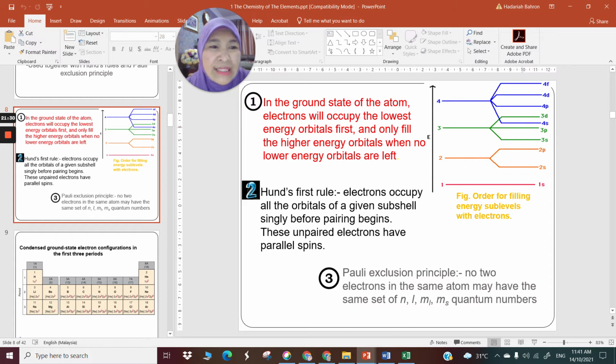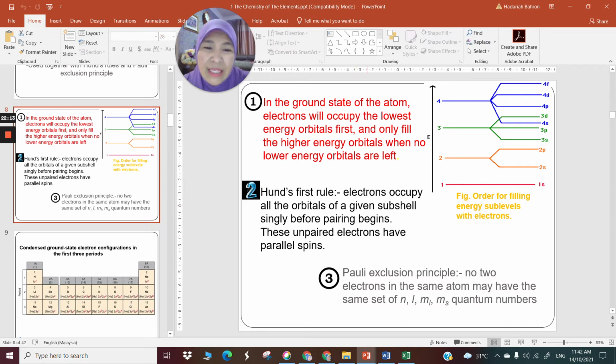Now, when we start going further away from the nucleus, when you go into the 4th quantum number, you will start to see that 4s is at a lower energy level compared to 3d, even though 3d is in the 3rd shell, tapi 4s has lower energy. And this is very common when you move away from the nucleus. You will start to get overlapping of energy levels. So that is the Aufbau principle.